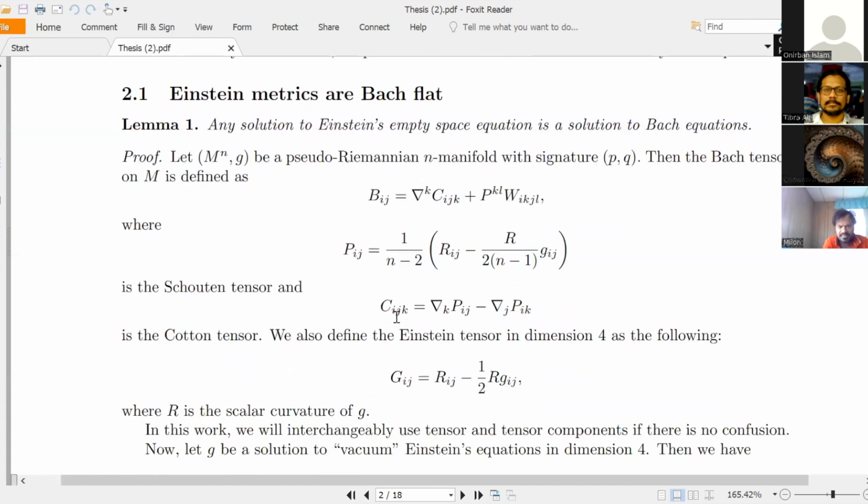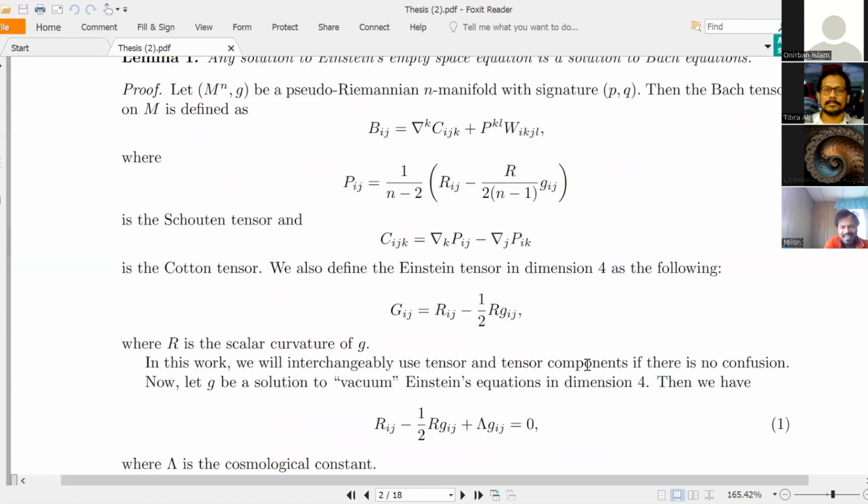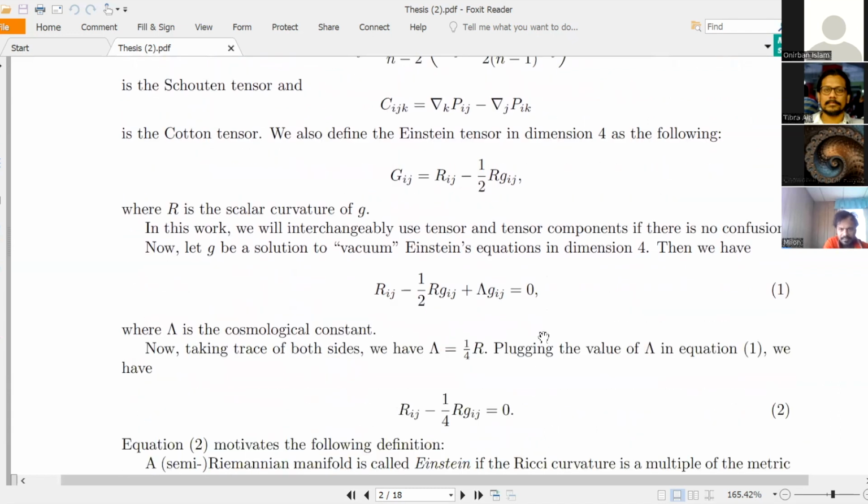And the third tensor is the so-called Cotton tensor. Sometimes people say Cotton-York tensor. And physics people will be happy. The last one, the fourth one, is Einstein tensor in dimension 4.